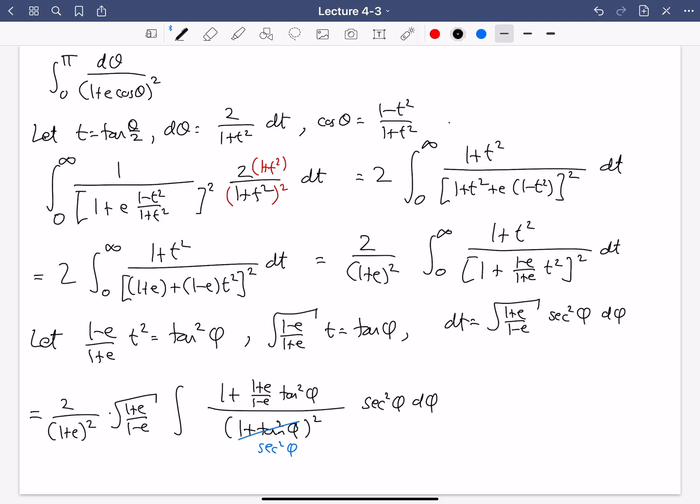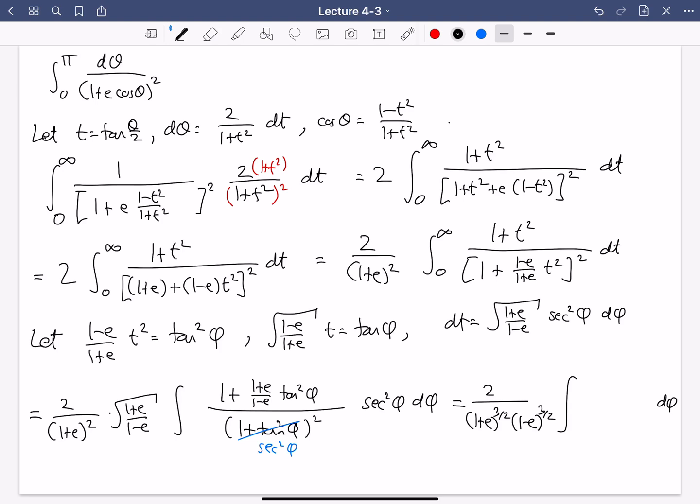And let me write one more time. Let me pull that 1 minus e out the front as well. So I'm going to have 2 over, how many 1 plus e? I've got 1 plus e squared there, but 1 plus e to the half there. So I've got 1 plus e to the 3 over 2. I'm pulling out another 1 minus e, and I've already got a 1 minus e to the half. So I'm going to have a 1 minus e to the 3 over 2. And then what have I got here?